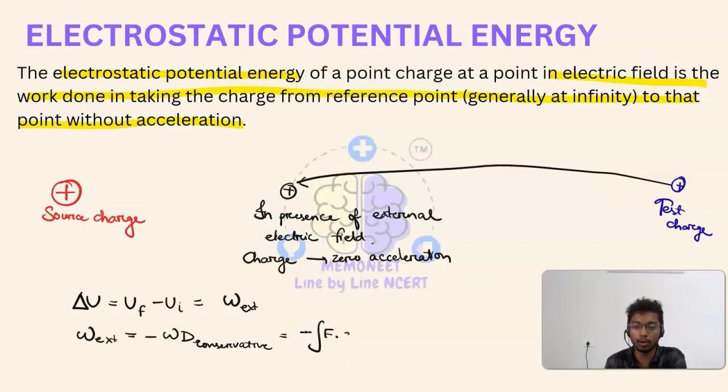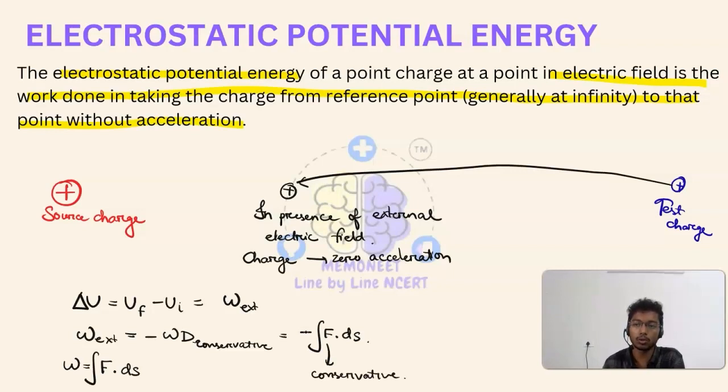integration of F dot ds. This is because we know that work done is equal to F dot ds. So the work done by the external agent is equal to minus of the integral of F dot ds, which is equal to minus of the work done by the conservative force. Which force is this? That is the conservative force.